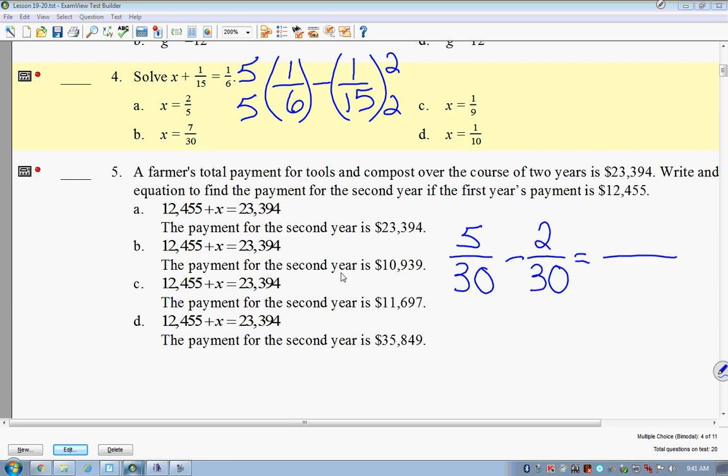All right, keep in mind, do I subtract the denominators? No, so I just leave 30 down here. What's 5 minus 2? 3. All right, now we have to reduce. 1/10, okay? So x equals 1 over 10. We understand that process. Some of these may involve more steps, okay?